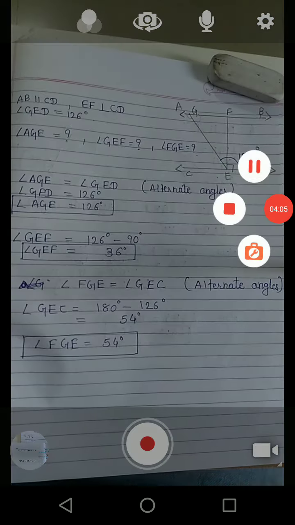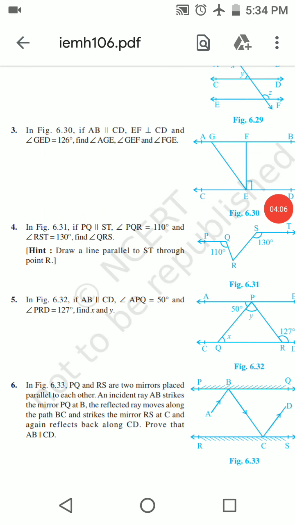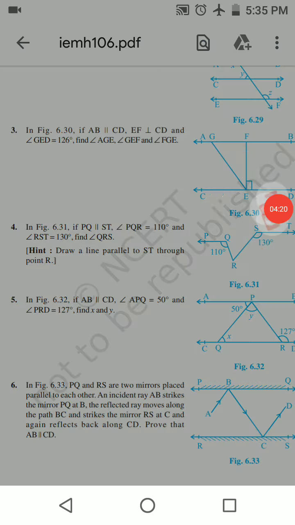Now let us see the next question. Question number 4. In the given figure, PQ is parallel to ST. Angle PQR is equal to 110 degrees. Angle RST is equal to 130 degrees. So we have to find angle QRS.